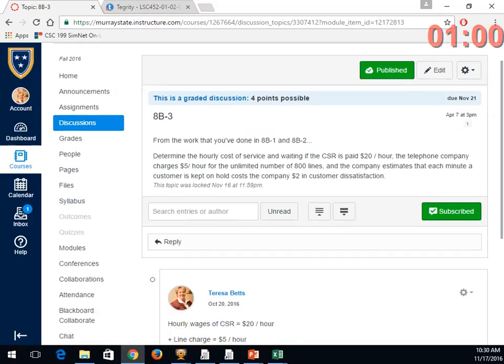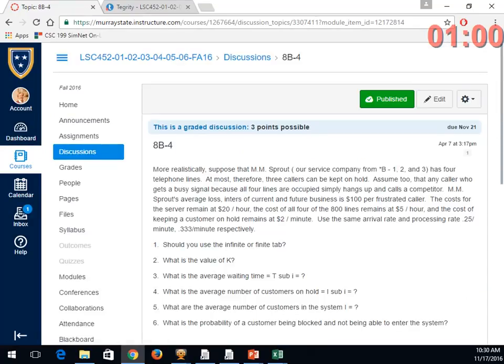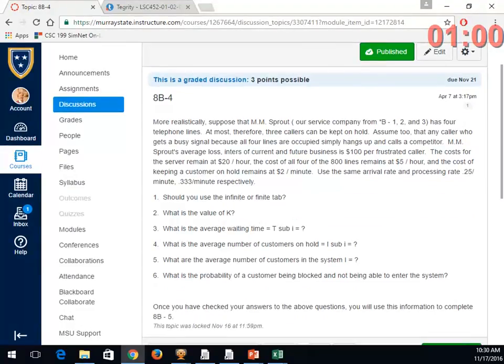All right. So again, the 8B is kind of more of the simple, okay? Then I'm giving you another problem, and then the question, should you use infinite or finite? What's the value of K? And then you're going to plug stuff in, and then you can check your answers against this. So again, it's just about inputting information into performance.xls and answering the questions.